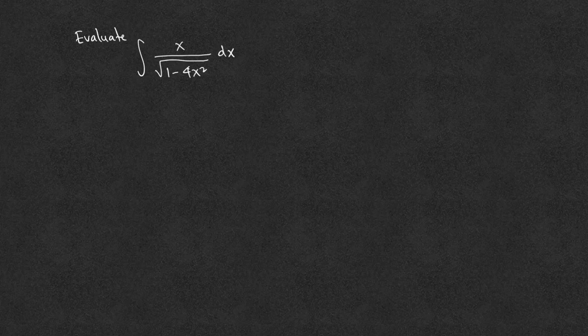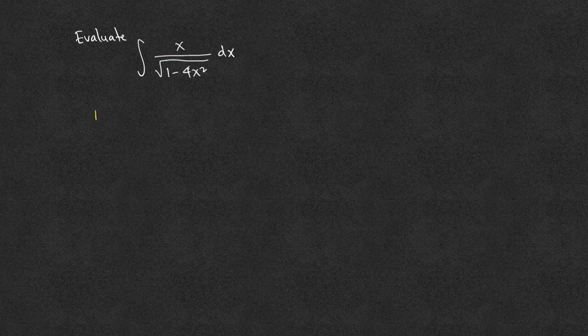Evaluate the indefinite integral of x over the square root of 1 minus 4x squared dx. Observe that the inner function of the square root is 1 minus 4x squared, whose derivative is negative 8x, which is a constant multiple of x. So we can use u substitution.